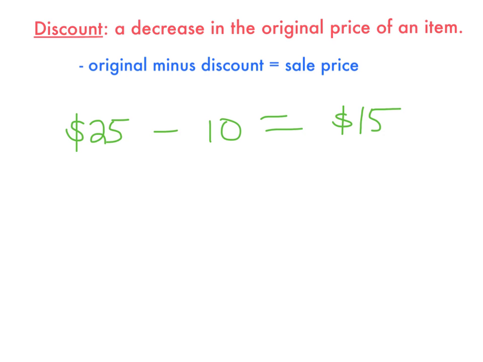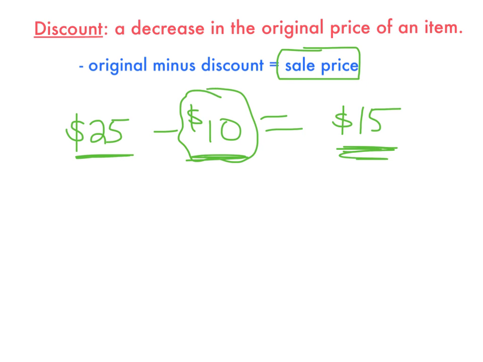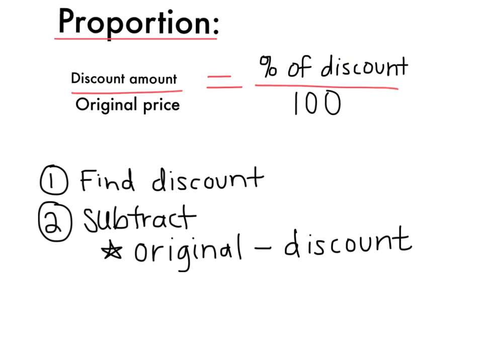So to find the final sale price, you are going to need to subtract. Again, this would be my original price. Here's my discount, that's the actual amount. And then my final price, or my sale price, is $15. But we're going to actually have to figure out what the discount is first before we solve these problems. One way to find the discount is to use a proportion.